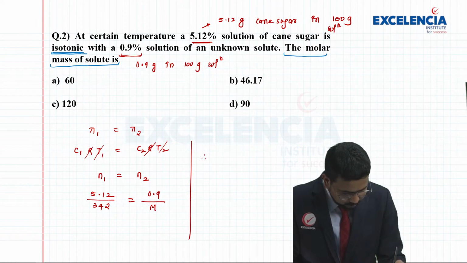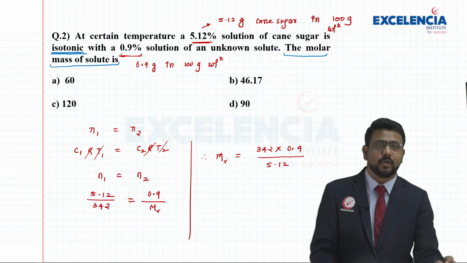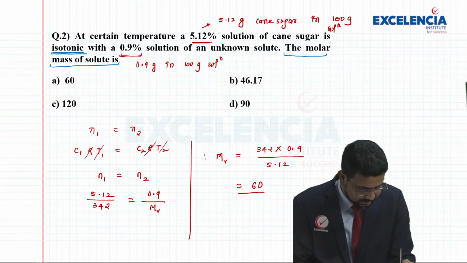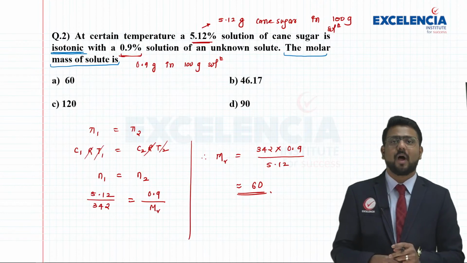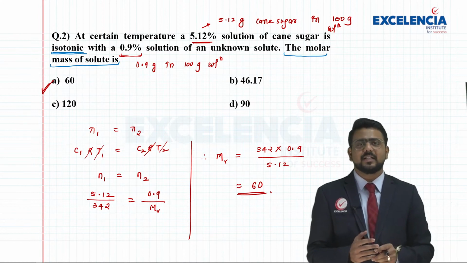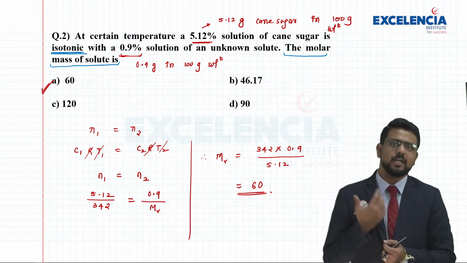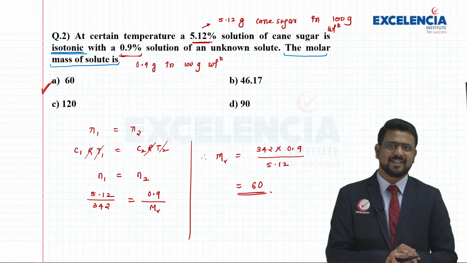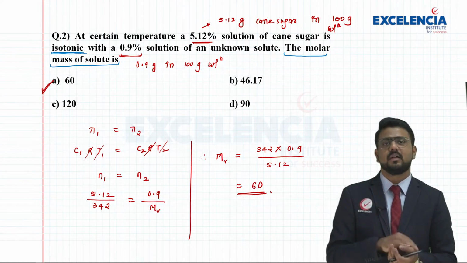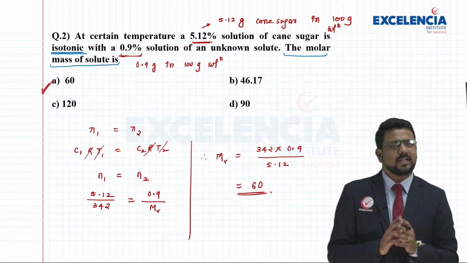Now when you solve for M, that is the molar mass of this solute, it is going to be 342 times 0.9 over 5.12, which gives you an answer nearly equal to 60. So without any doubt, your answer for this question should be option A, 60 grams per mole, right? Understand that whenever they say two solutions are isotonic, it means their osmotic pressures are equal, and from that you can find the molar mass or mass of a given solute. I hope you got a clear understanding of this question.